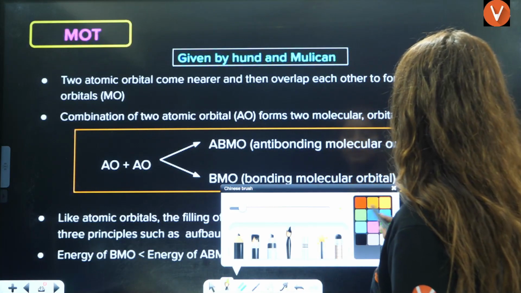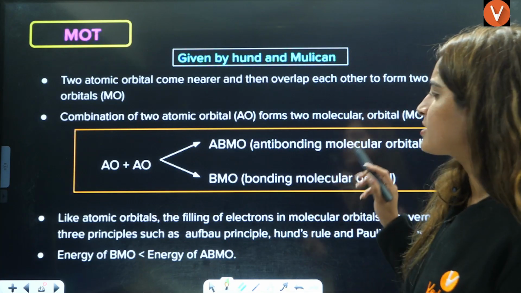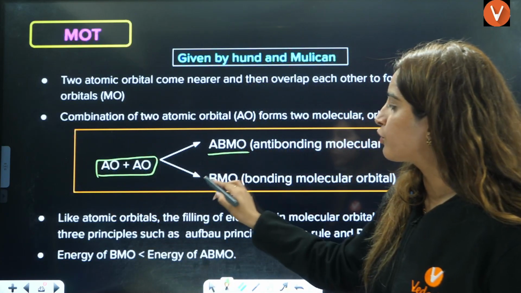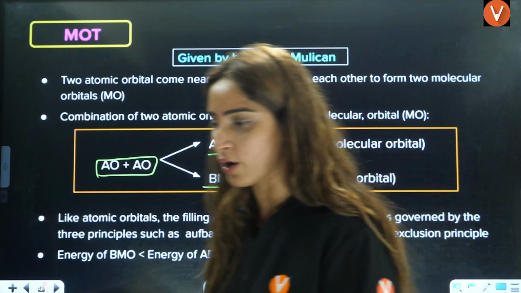So MOT is basically given by Hund's, and this you don't have to do. Just remember, two atomic orbitals combine together to form an anti-bonding and a bonding molecular orbital.